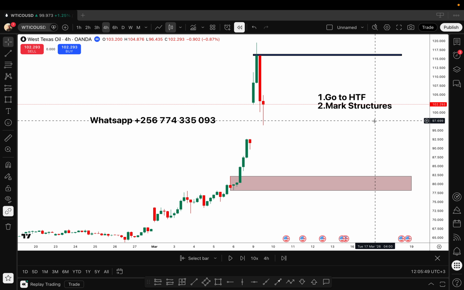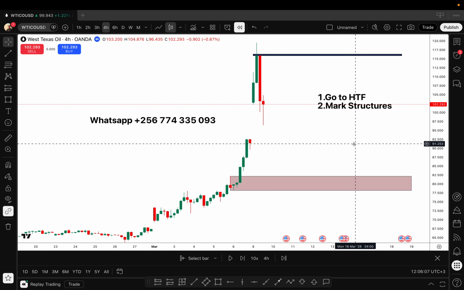Avoid indicators, guys. Indicators lag. Avoid indicators. Just make sure you use pure price action. Follow what the market is telling you, and you're going to find things very, very easy to analyze the forex market. Good.